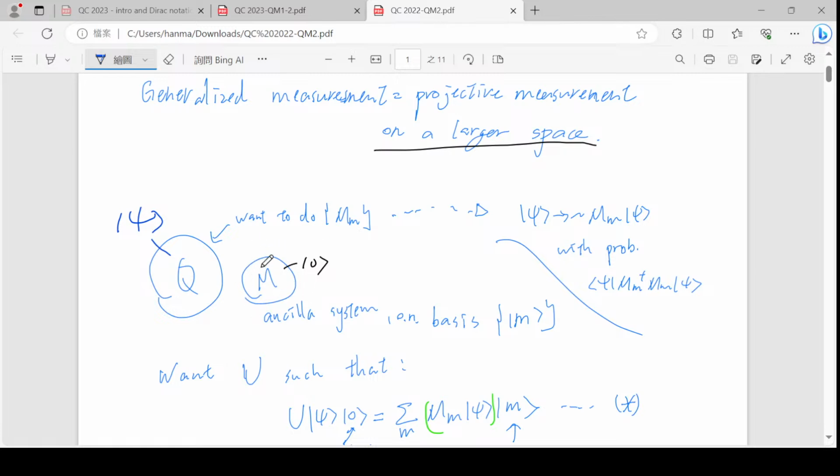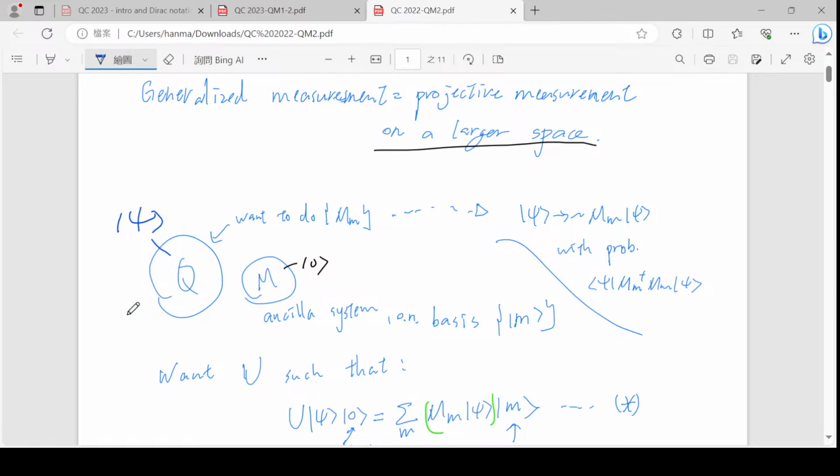So we just put it here and we'll initialize it into some standard state. So let's say that's 0. And it's big enough so that it has a basis m, where this m corresponds to your measurement indices m. So whatever number of measurement operators you have here, the dimension should be at least that big on your ancilla system.